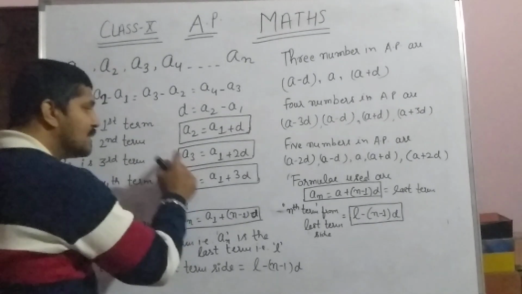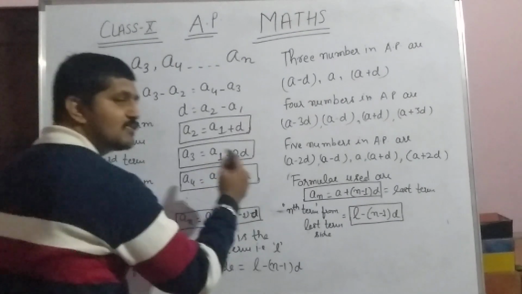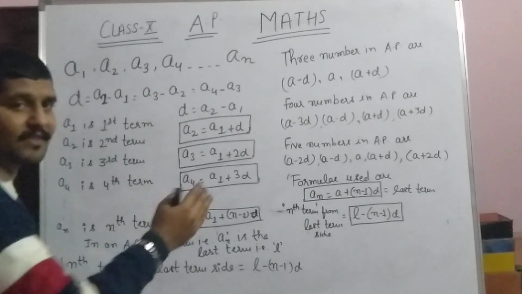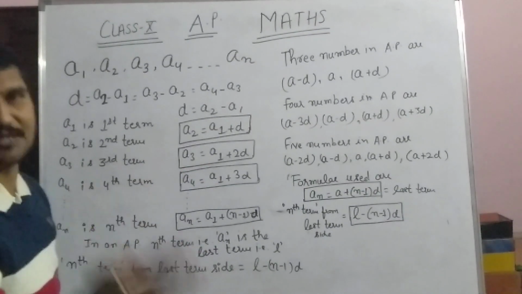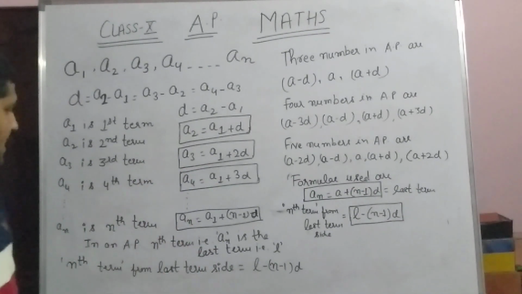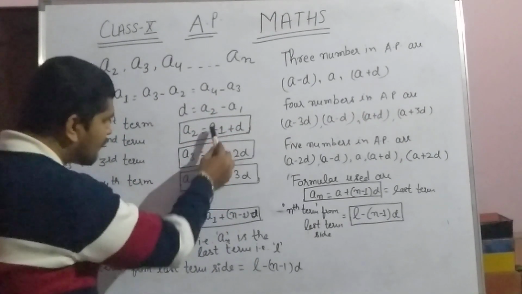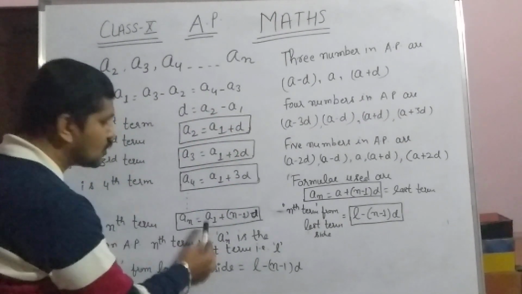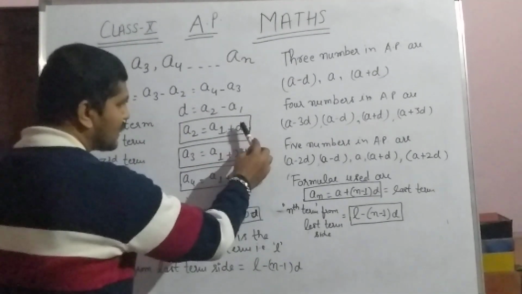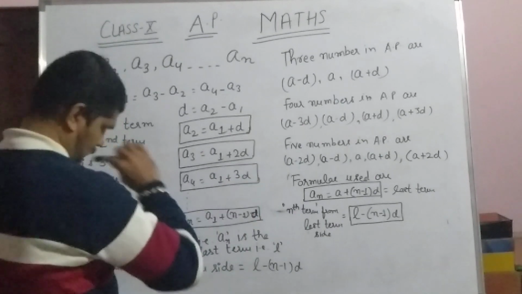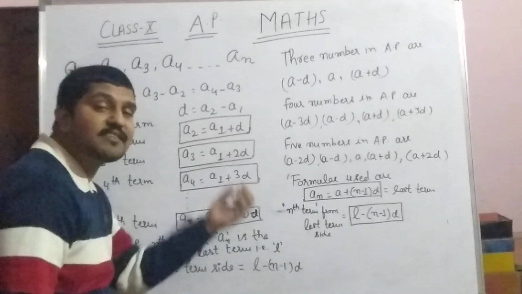Similarly, A3 will be equal to A1 plus 2D, A4 will be equal to A1 plus 3D. It means every time we add the common difference to the previous term, we get the next successive term if these terms are in AP. From this pattern we can see that A1 is the common term in every AP, and every time the coefficient of D increases by 1.